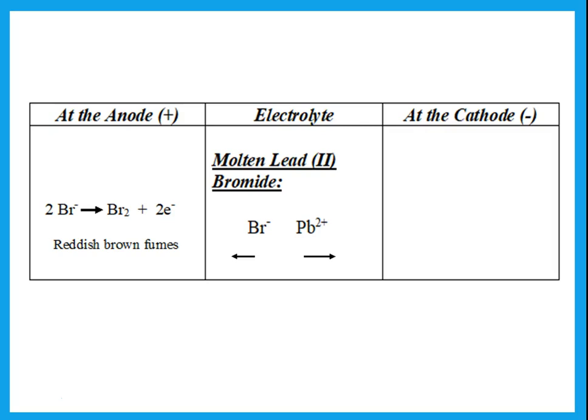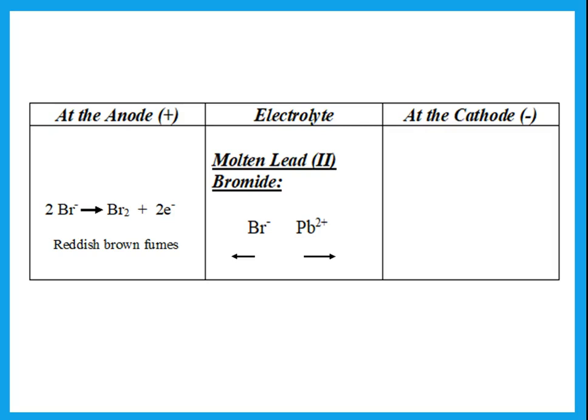But what is observed at the anode? If you remember, this is molten, so this is a liquid at a very high temperature. Bromine is usually a liquid at room temperature, but this is molten lead bromide. That means I heated it to a very high temperature, so the bromine is in the form of reddish brown fumes. Are we following?